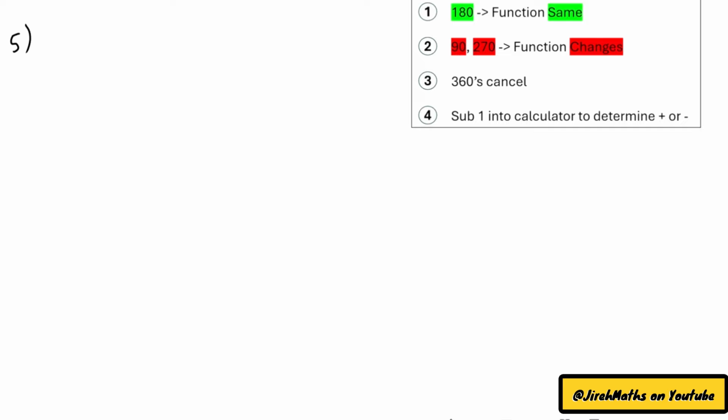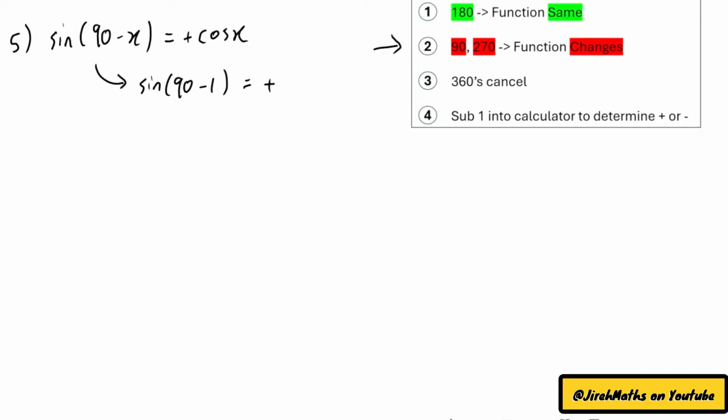Question 5. What happens if we have sine 90 minus x? Well, we know if it's 90 or 270, we're going to use the second rule, which says the function changes. Therefore, this is cos x. To determine whether it's positive or negative cos x, we substitute sine 90 minus 1. That will give us a positive, therefore it's positive cos x.